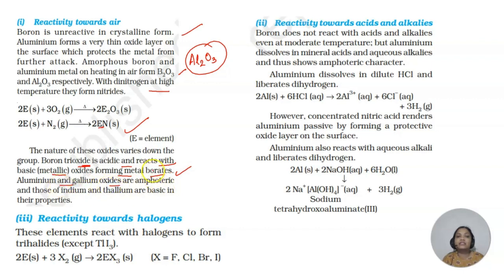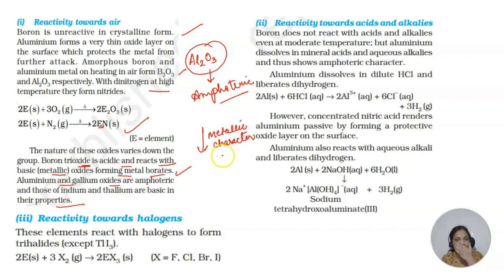Aluminium and gallium oxides are amphoteric. You should know that an amphoteric oxide means it can react with both acids and bases. And for indium and thallium, they are basic. Now how will you remember? When you are moving down the group, metallic character increases, right? And you know that metallic oxides are basic in nature. So try to remember that the lower element oxides will be basic in properties.